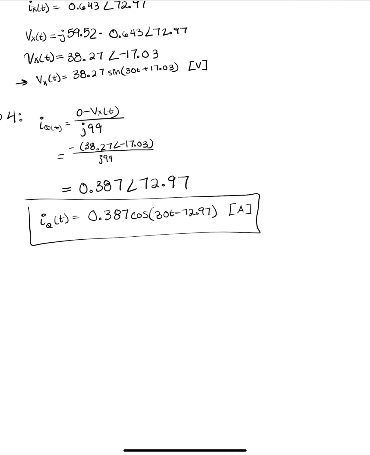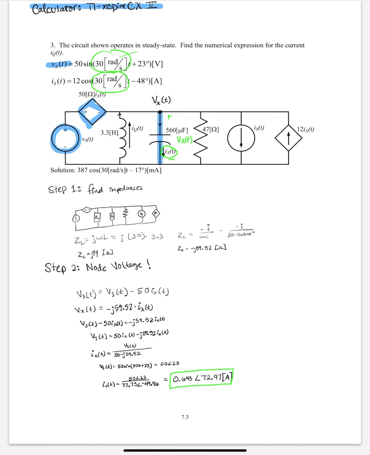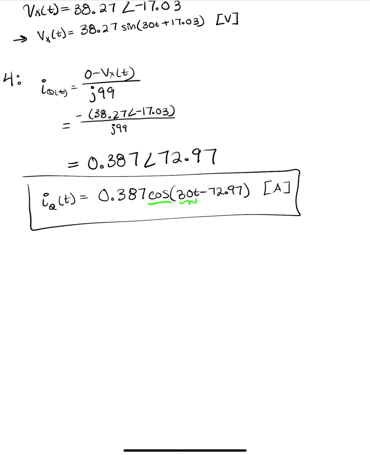And you can convert this back into the waveform using your cosine. And we already have 30 as our angular frequency because we've stayed consistent. And we subtract 72.97, that's the angle, and that is our final answer. Thank you so much.